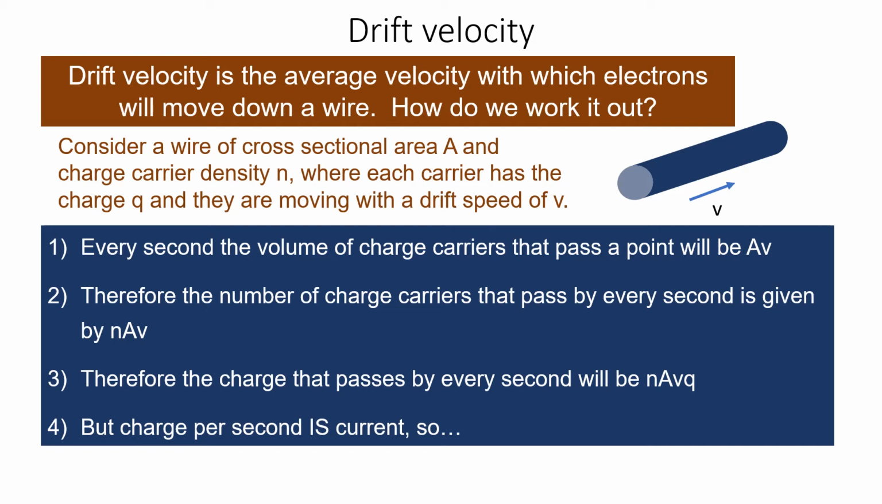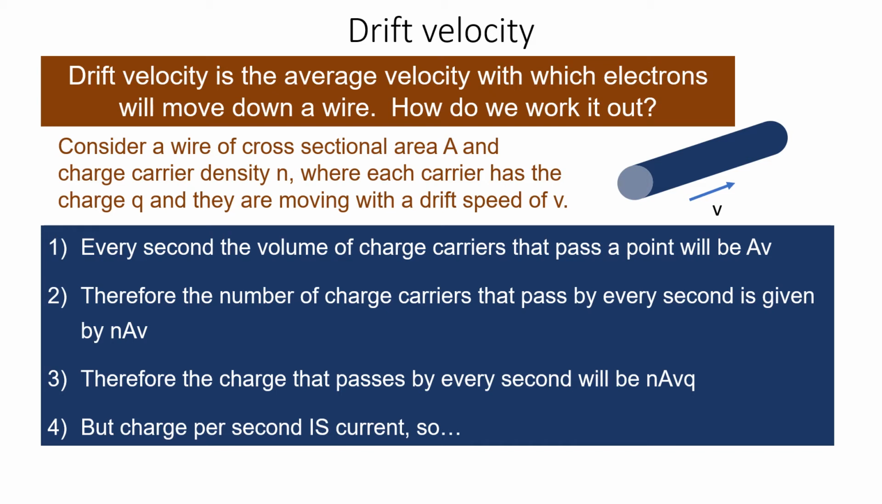Therefore, the number of charge carriers that pass by every second is given by nAv. So it's the volume that passes by every second multiplied by the number per unit volume. And that will give us the number of charge carriers that pass by every second.